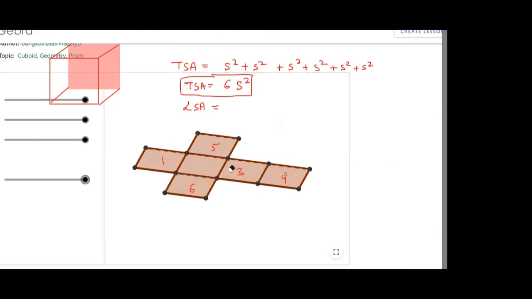Yes. So this and this I'm not going to paint, because lateral surface area means excluding top and bottom. So how many squares am I painting? 1, 2, 3, 4. So what would be the formula, Aaron? Excluding the top and bottom, it is 4s squared. Now is this thing clear?